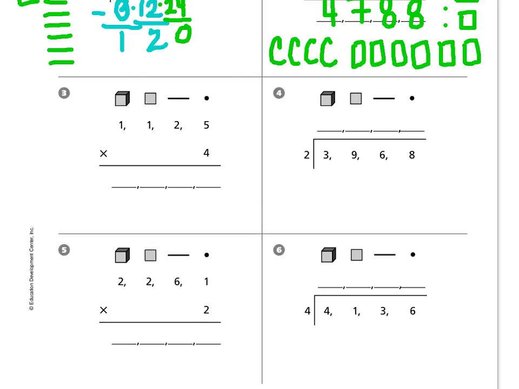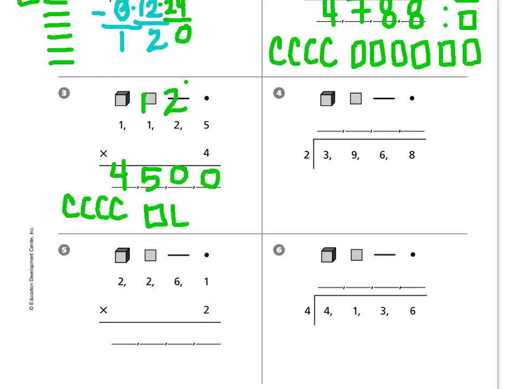We're multiplying again. So let's do 4 times 5 is 20. Put the 0 down. Carry the 2. 4 times 2 is going to be 8. Plus 2 more is 10. Put the 0 down. Carry the 1. 4 times 1 is 4. Plus 1 is 5. 4 times 1 is 4. So your answer is 4,500. So you need 4 C's and you have 5 boxes.